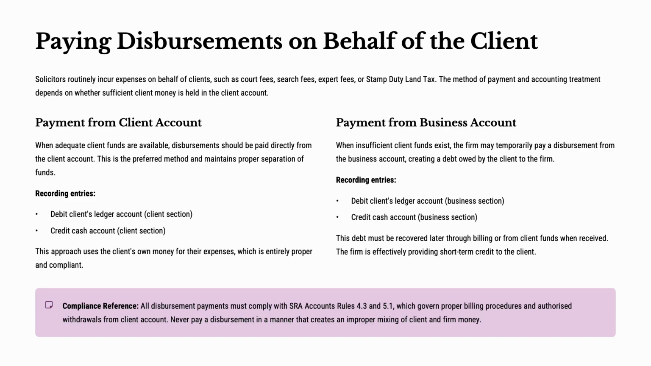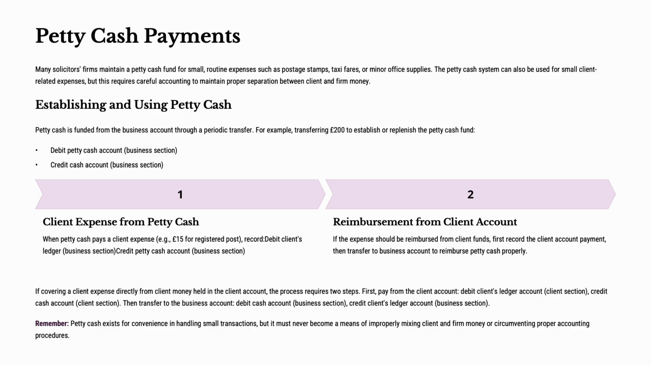So what is petty cash payment? Another thing. Small client expenses can be paid from petty cash. Funded from business account, for example, transfer: debit petty cash, business section, credit cash account, business section. Payment for client: debit client ledger, business section, and credit petty cash, business section.